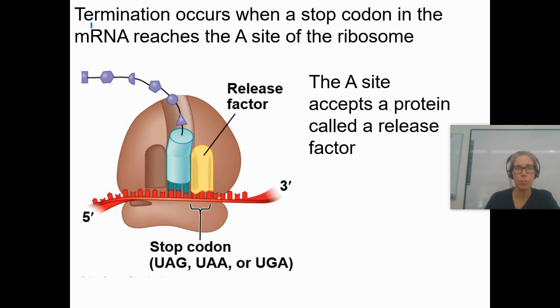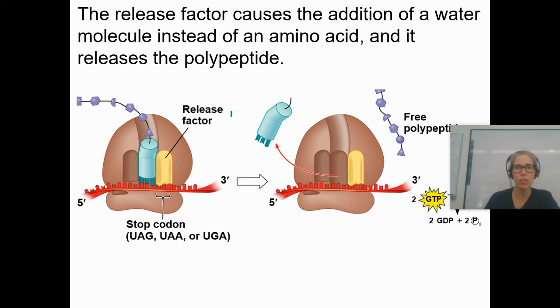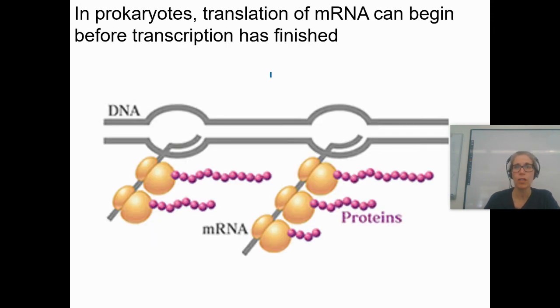And then finally, termination or the end happens when you have the stop codon. There's 3 stop codons, UAG, UAA, and UGA, and you don't have a tRNA that has an anticodon that is complementary to these. Instead, you have this thing called a release factor, and when that happens, the whole thing stops. So the tRNA leaves, the polypeptide is cleaved, and now you have this free polypeptide which can finish folding and become a protein.